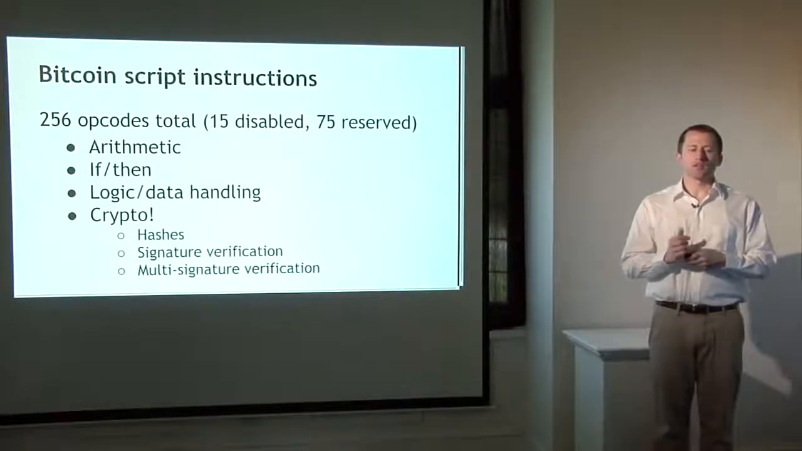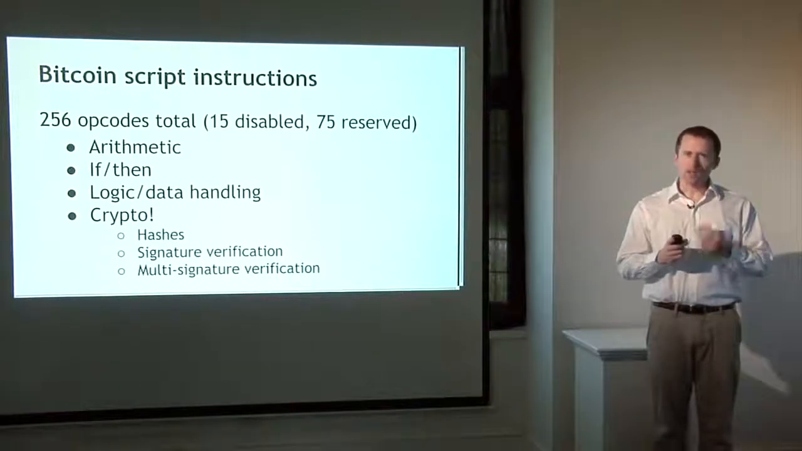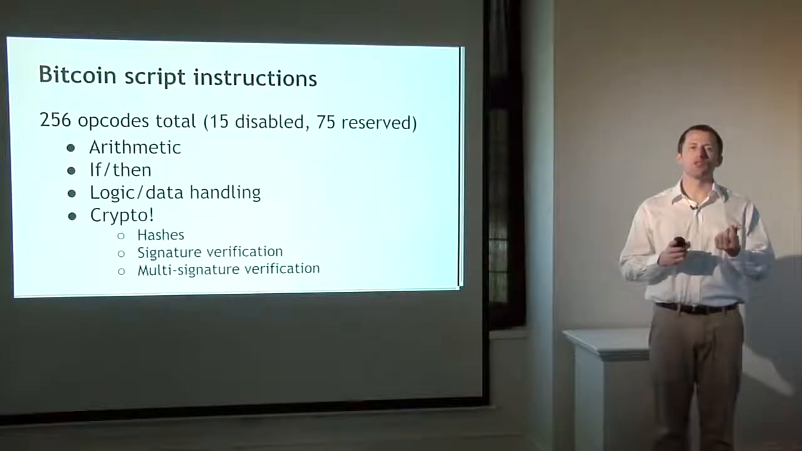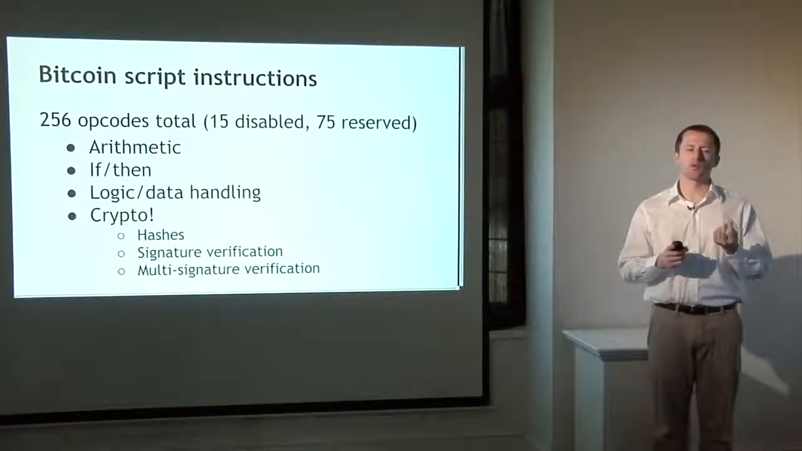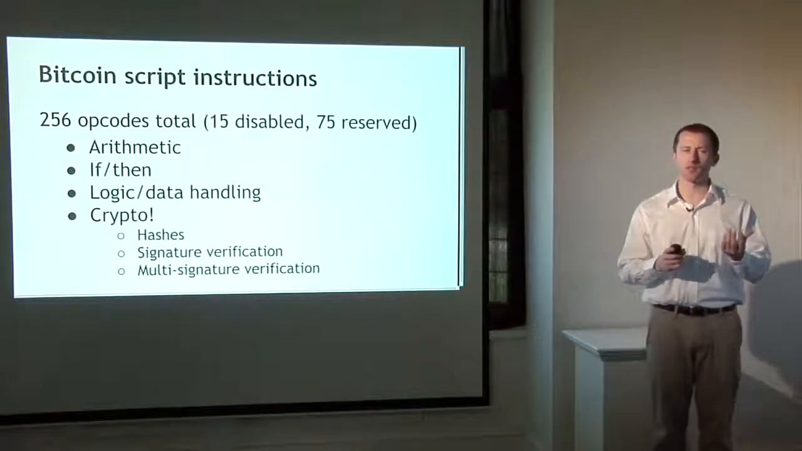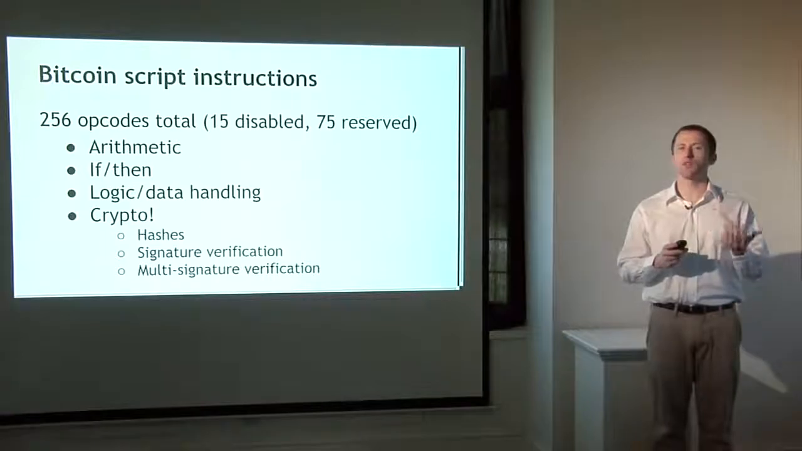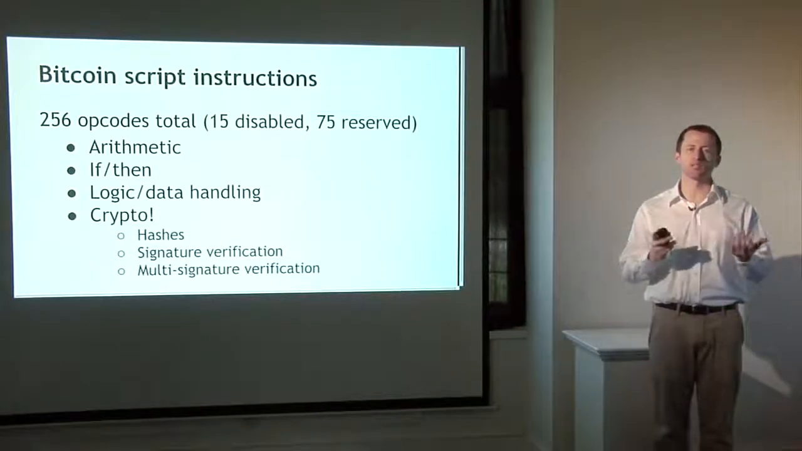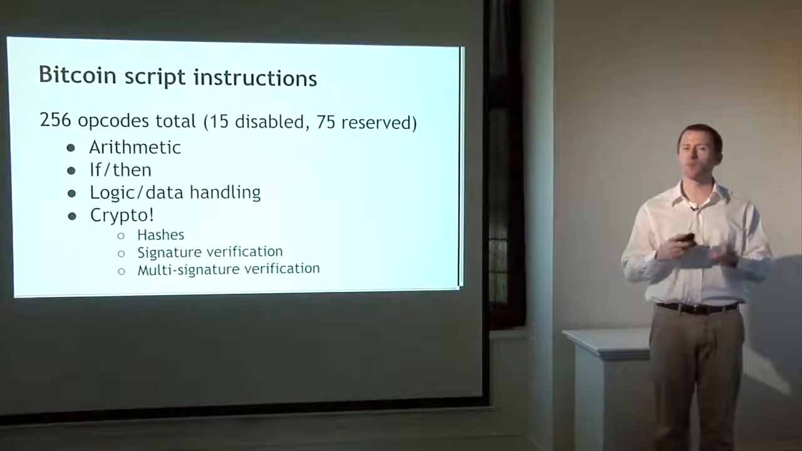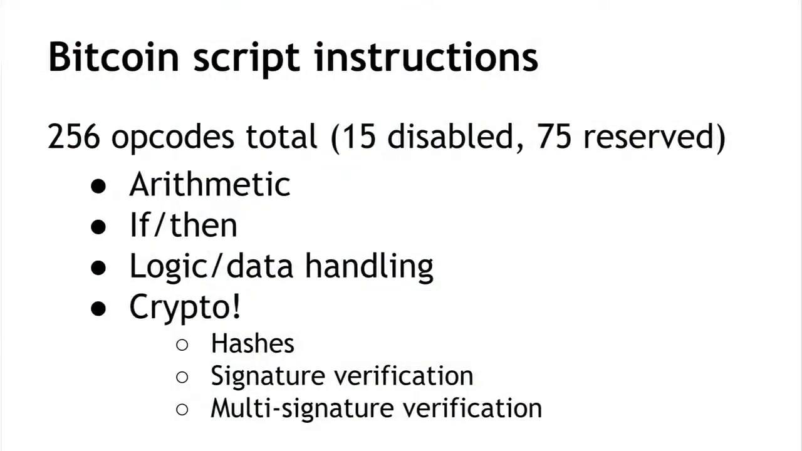So a little bit more about the Bitcoin scripting language. It's very small. There's only room for 256 instructions because each one is given 1 byte. And of those, 15 of them are currently disabled, so you can't use them at all. And 75 of them are reserved, so haven't been assigned any specific meaning yet, but might be instructions that are added later in time. So there's a lot of the basic instructions that you'd expect in any programming language. There's basic arithmetic, basic logic like if and then, throwing errors, not throwing errors, returning early.